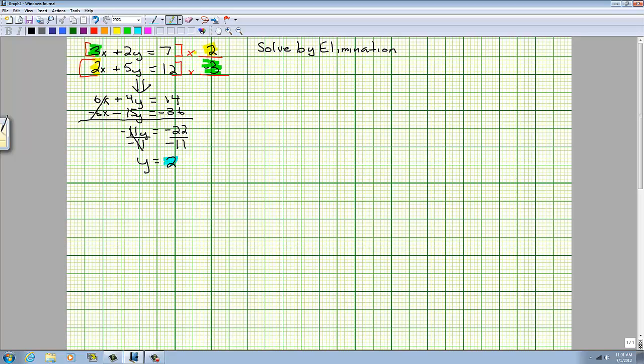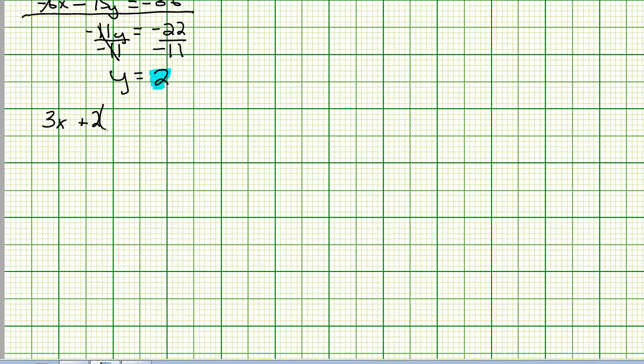Now we're going to take the y and plug it back into one of the original equations. I've chosen the first equation because the y variable has a constant of 2 and we'll get smaller numbers. I'd prefer to work with smaller numbers than larger. So we have 3x plus 2 times 2, replacing the y with the 2, equals 7.